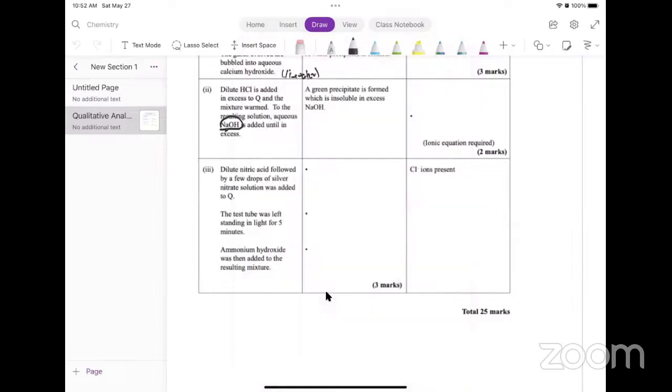So a green precipitate is formed, which is insoluble in excess sodium hydroxide. Therefore, we're dealing with iron(II). We got that because it's a green precipitate. Iron(II), a green precipitate. And the ionic equation required is the iron(II) ion plus the hydroxide ion to give you iron(II) hydroxide. That's the equation we are interested in.